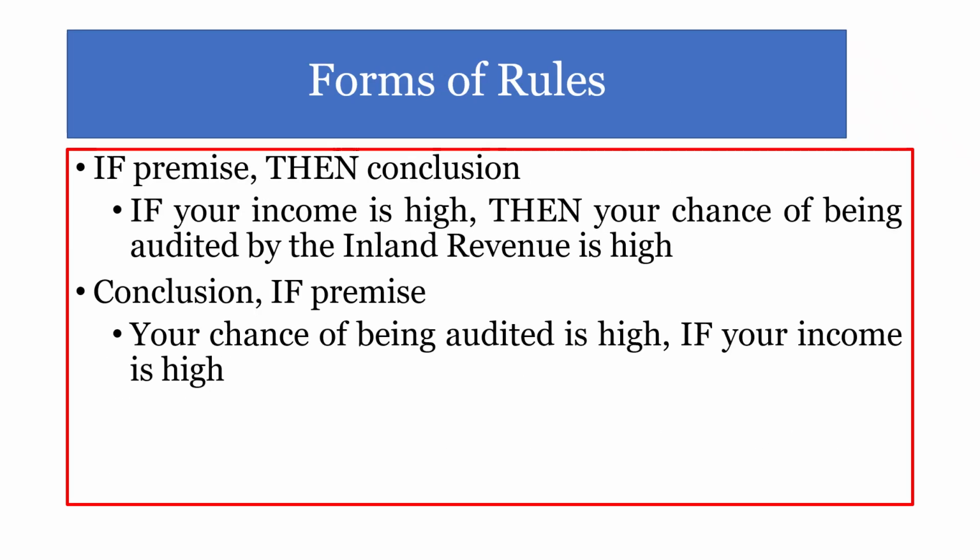So now we'll be moving to the formation of rules, that is the form of rules. So if premise then conclusion. A production rule consists of two parts.